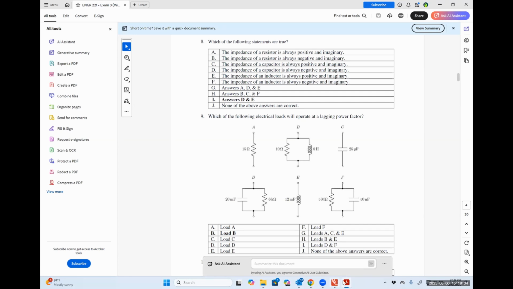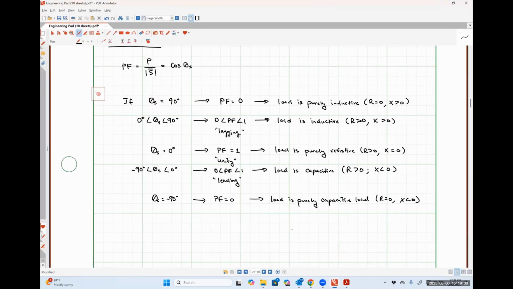All right. I've talked about pretty much everything. So Trevor asked, how do you know if it's unity, if it's only a resistor?